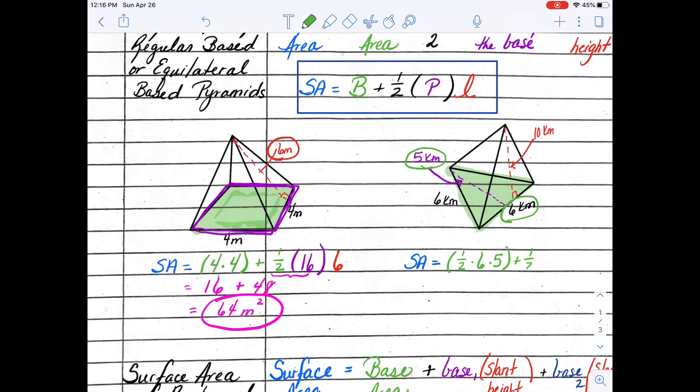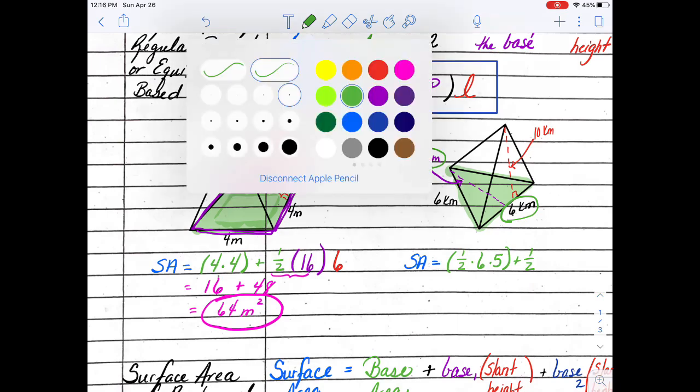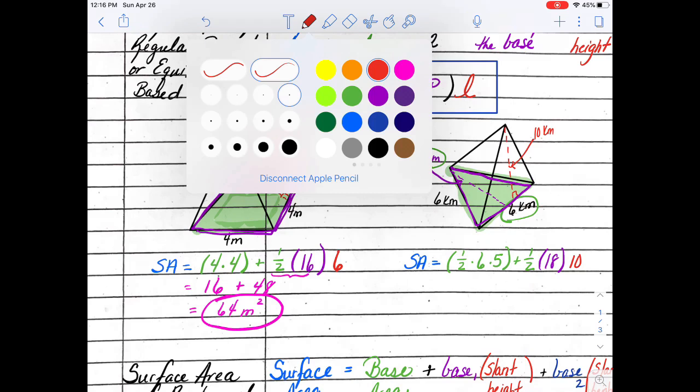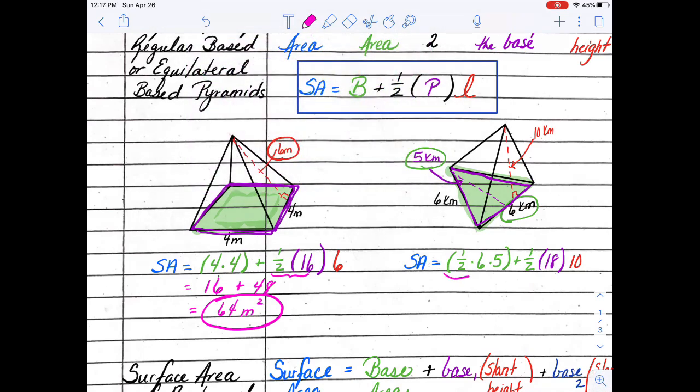And then we're going to add that to half the perimeter. And when you look at the perimeter, again, every side is exactly the same. So 6, 6, and 6, which is 18. And then we're going to multiply it by that slant height, which is 10. So when we go ahead to make that calculation, half of 6 is 3. 3 times 5 is 15. And now do the same thing here. Half of 18 is 9. 9 times 10 is 90. The surface area of that triangular pyramid is 105 kilometers squared.